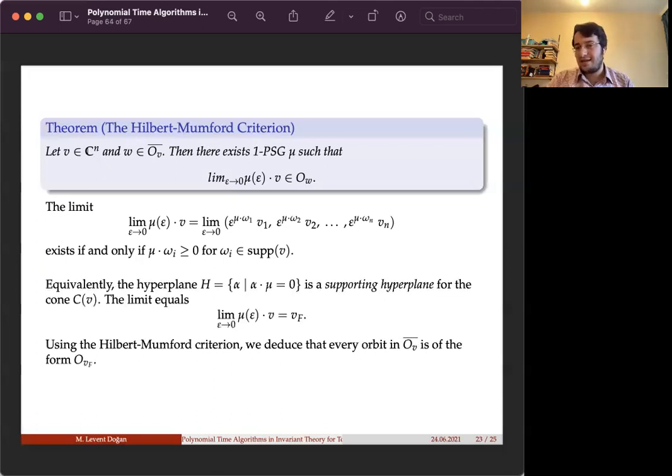Okay, now say the limit exists. Then what is the limit? So note that the mu inner products with omega i are all non-negative. So this is equivalent to the statement that, if I take H as a hyperplane with normal vector mu, then the Newton cone lies in the positive closed half space. And in the limit, only the coordinates that are on H will survive. So the limit equals the restriction of v to the face H intersection the Newton cone. And by the criterion, all orbits are obtained in this way.